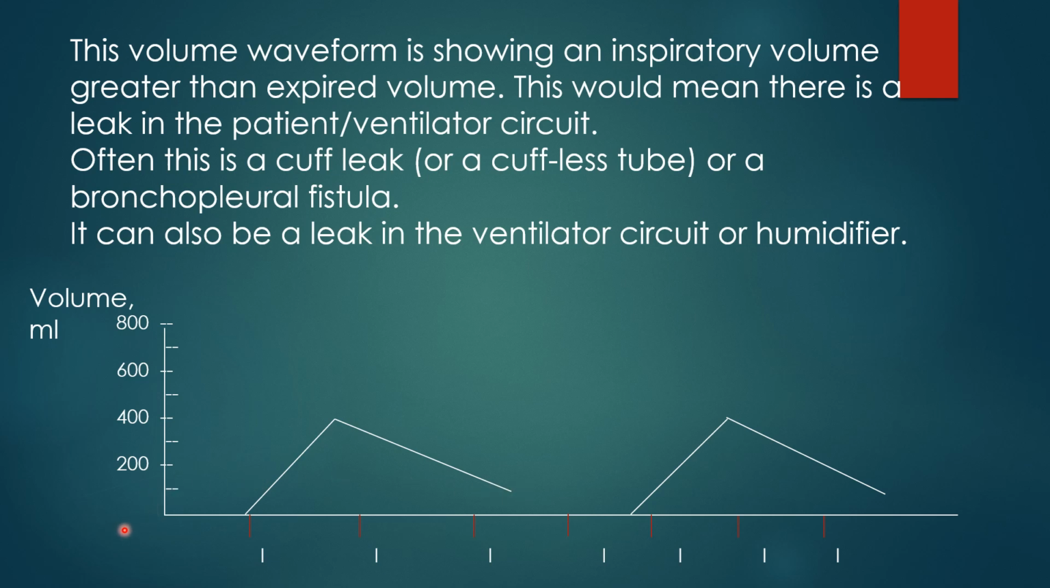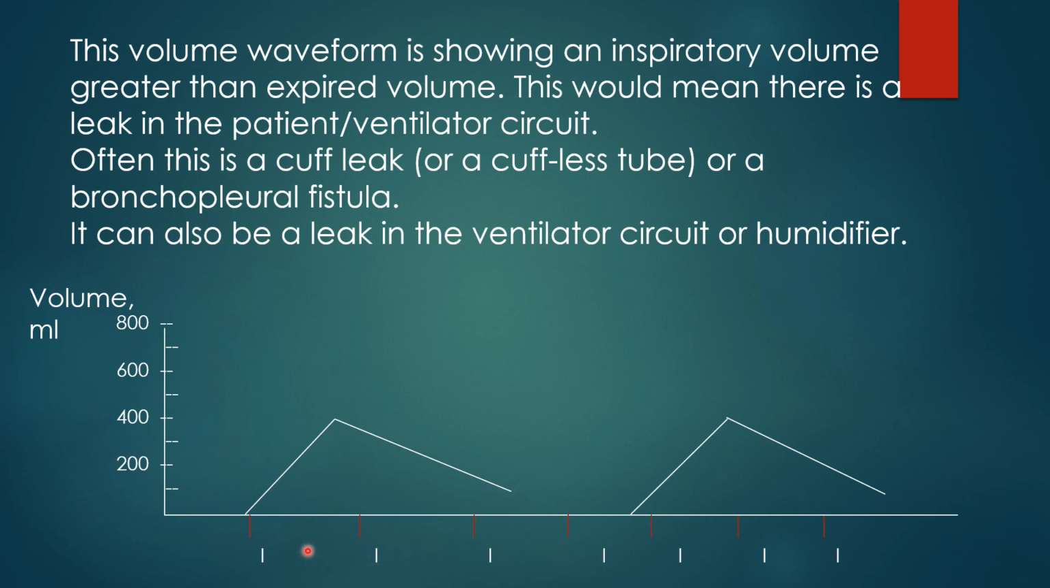Now, it could be a cuff leak, and this is common. The ventilator's delivering a breath, and under pressure, the cuff leak becomes worse. This 400 is being delivered under pressure. So 400 may be going down the ET tube, but some of it leaks around the cuff, so that the patient only gets 300 of that 400, and so he exhales only 300. And that might be due to a cuff leak.